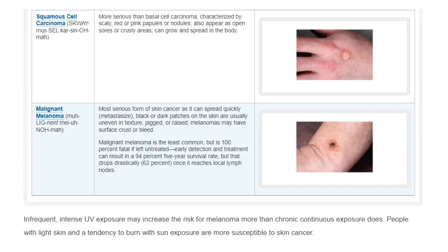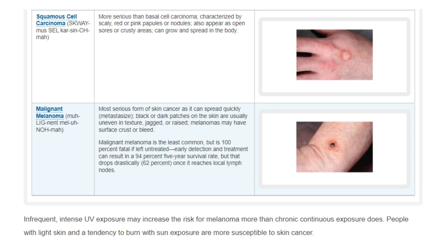Moles, squamous cell carcinoma. Description: more serious than basal cell carcinoma, characterized by scaly, red or pink papules or nodules, also appear as open sores or crusty areas, can grow and spread in the body.